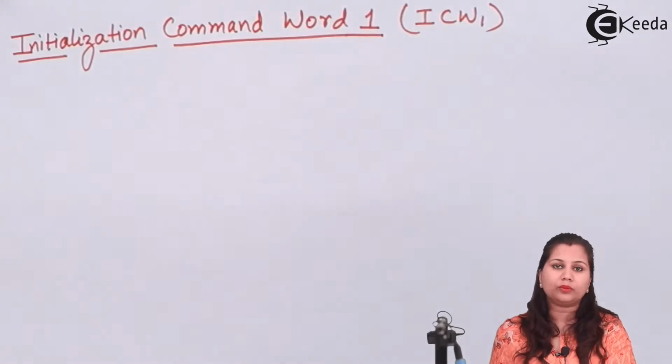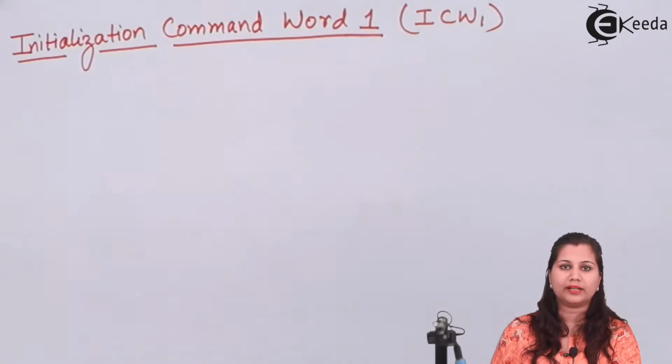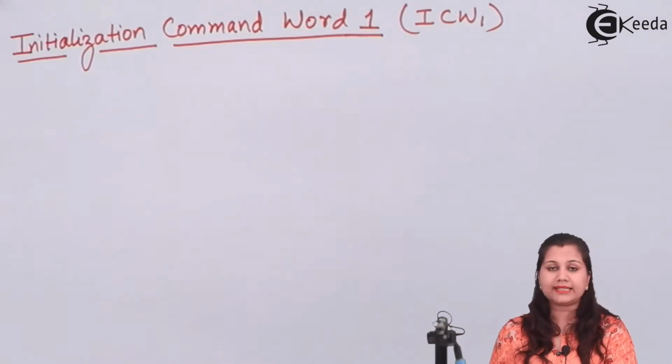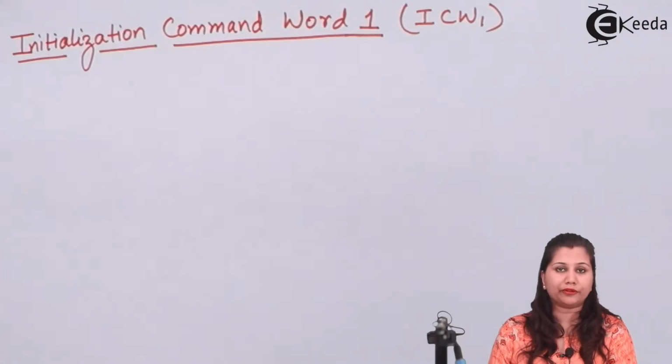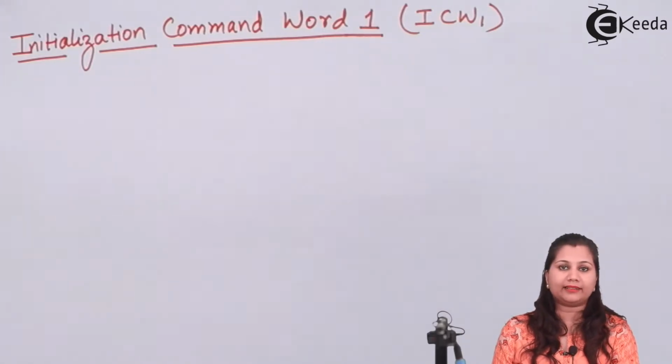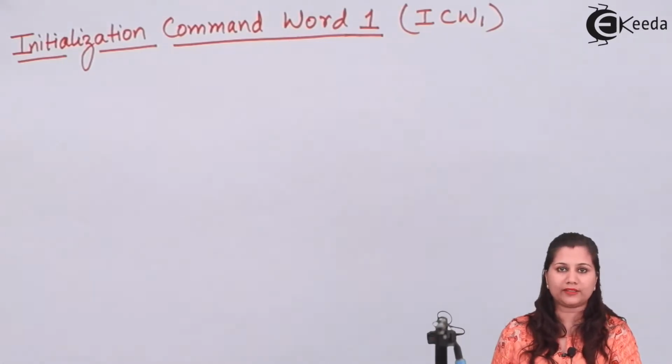Now these command words will be of 8 bits, having the bits D0 to D7. Okay, and these bits will have some functions. Now this initialization command word first has the control bits for deciding whether the 8259 is in single mode or the cascade mode, and the call address interval, level or edge triggered. So it has the control bits for all these functions.